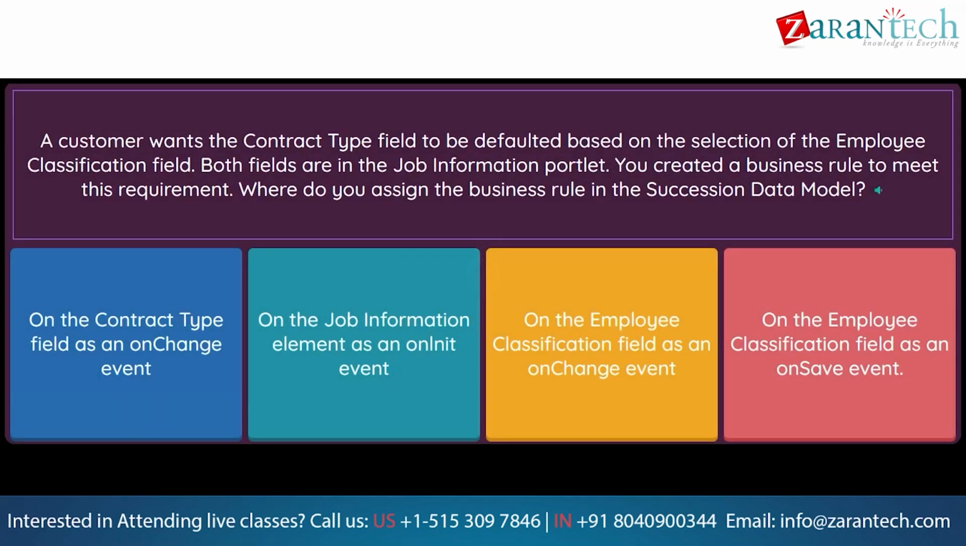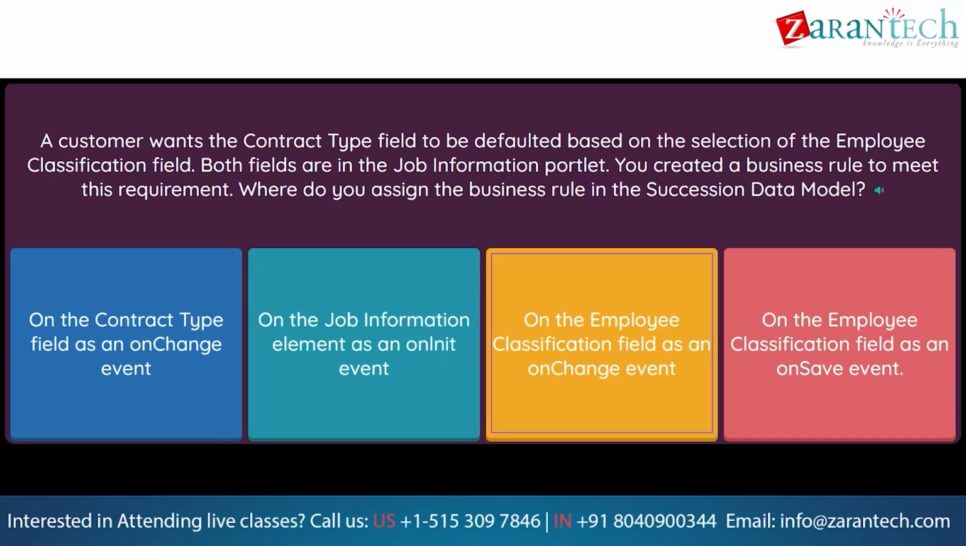Question: a customer wants the contract type field to be defaulted based on the selection of the employee classification field. Both fields are in the job information portlet. You created a business rule to meet this requirement. Where do you assign the business rule in the succession data model? Option 1: On the contract type field as an on-change event. Option 2: On the job information element as an on-init event. Option 3: On the employee classification field as an on-change event. Option 4: On the employee classification field as an on-save event.